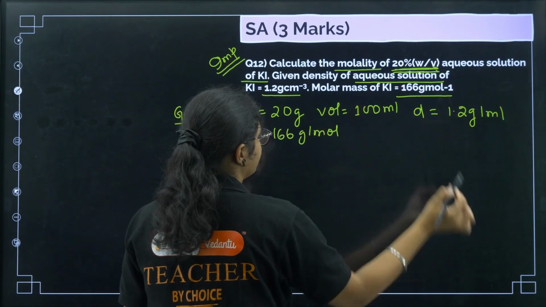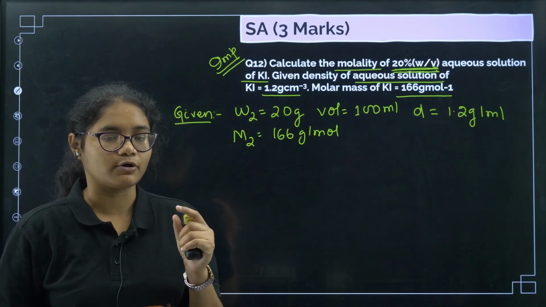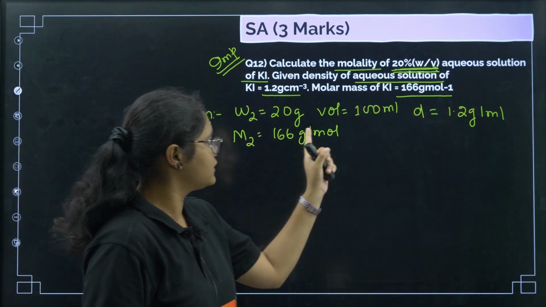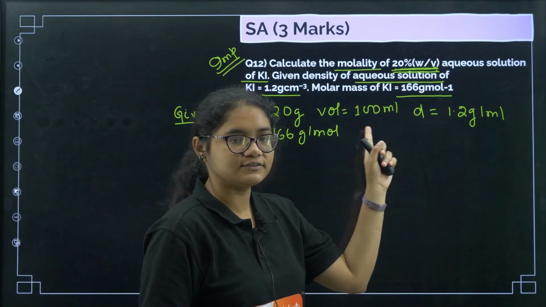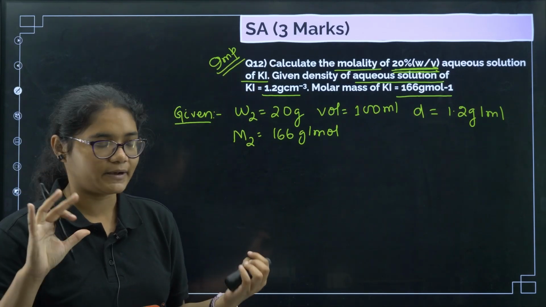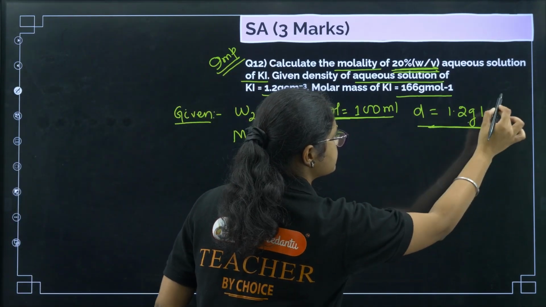We need to find molality. So if you remember, in the molality formula we need the mass of the solvent, right? But here what do we have? Here we have only the volume of the solution. We do not have any information about the solvent, right? This is the volume of solution, and this is the density of solution, right?